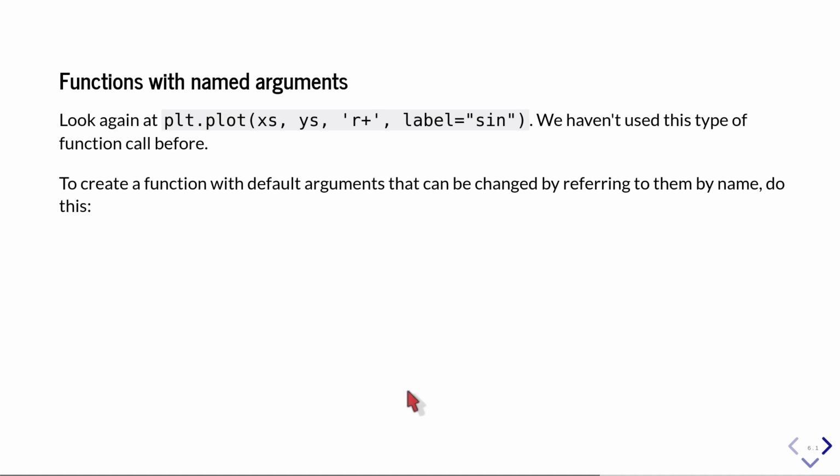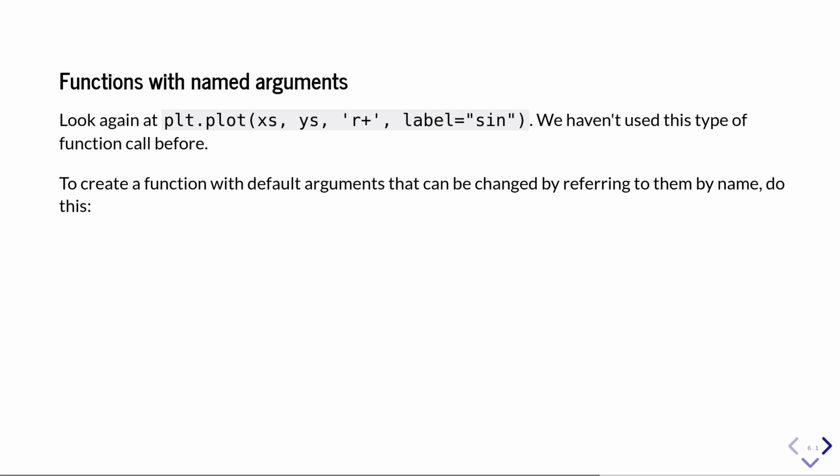Now something strange happened in that function call which we've not seen before, which is that plt.plot was called with a bunch of arguments written as usual, and then this strange part here which says label equals quotes sine quotes. We haven't used this kind of function call before. This is what's called a named argument to a Python function. Named arguments allow you to specify default values for inputs to your function.